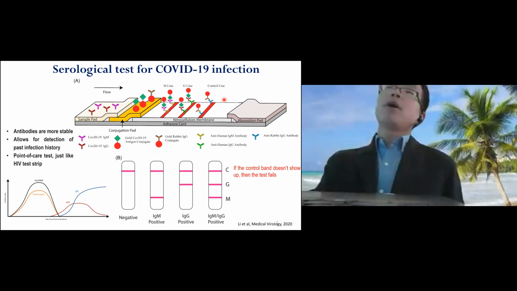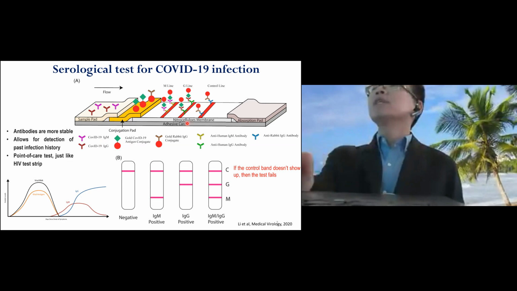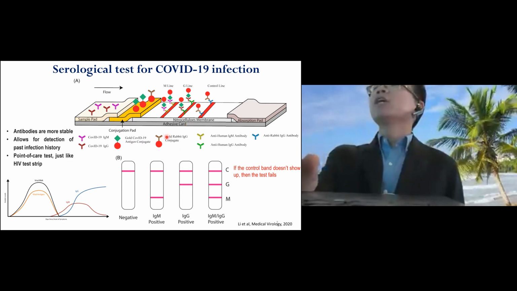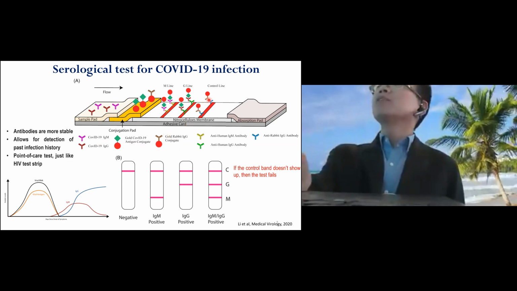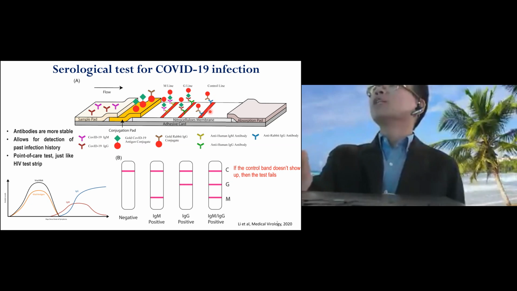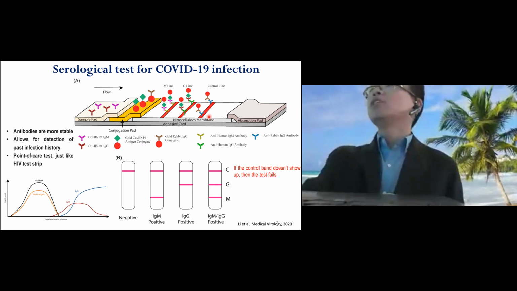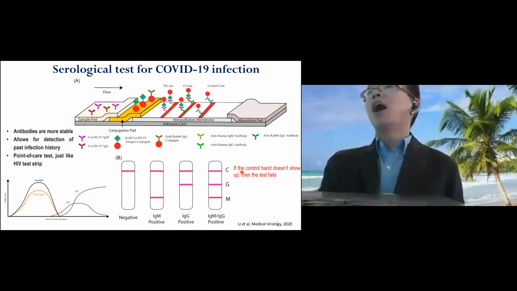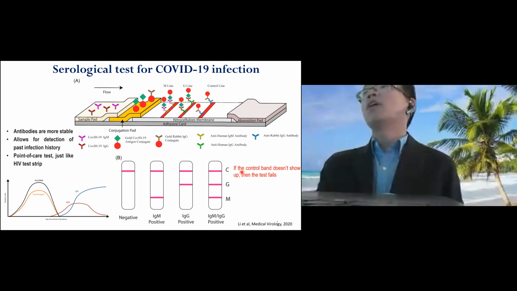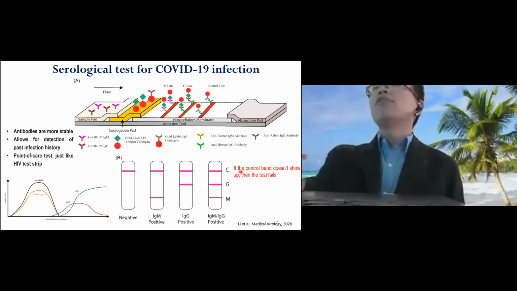Of course, we need a positive control. For the positive control, we use rabbit IgG conjugate. So the positive control can only bind to the anti-rabbit IgG antibody. The positive control basically tells you whether the test is a success or not. If the control doesn't show up, it means the test failed. You cannot interpret any results.